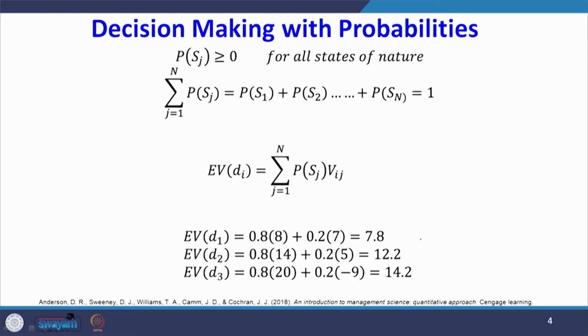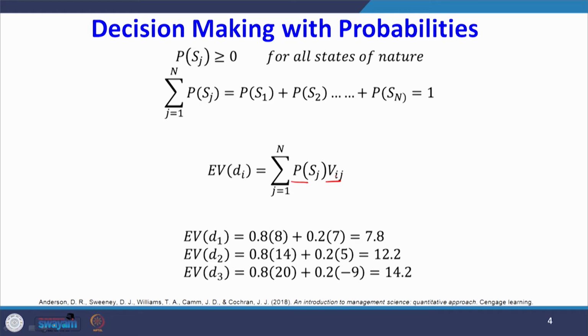So, what are the properties? The value of probability should be greater than or equal to 0 for all states of nature. The other property is that the sum of probabilities should be 1. So, what is the meaning of expected value for different decision alternatives? The expected value is nothing but the probability multiplied by the corresponding payoff, summed over all states of nature.